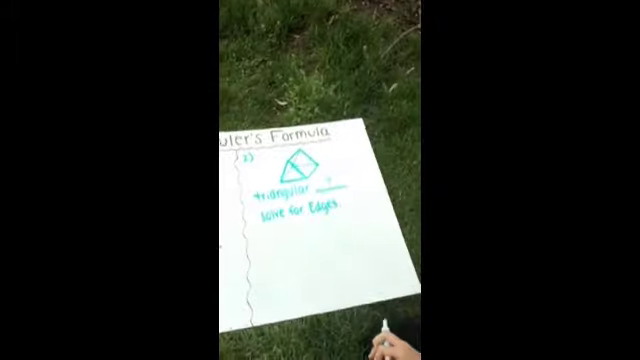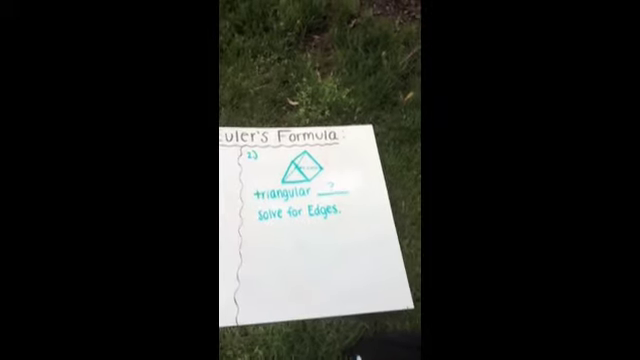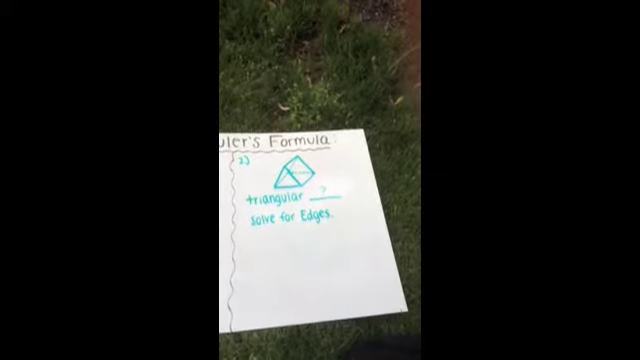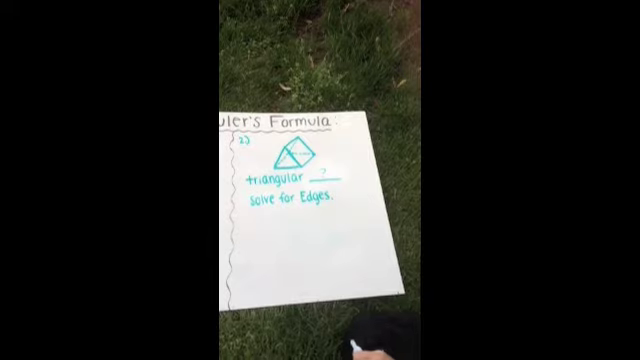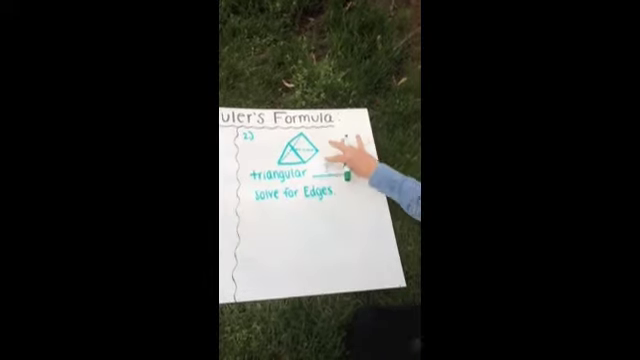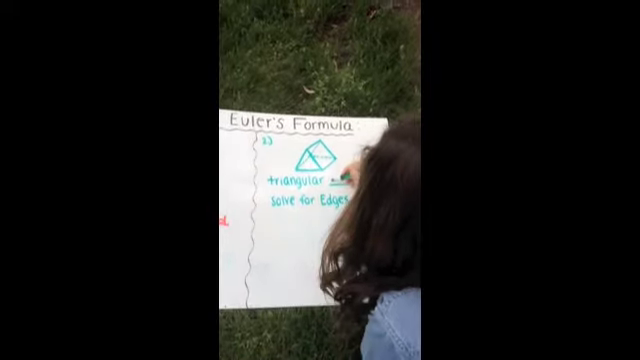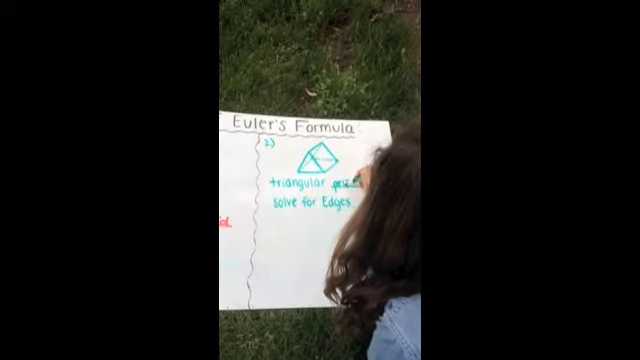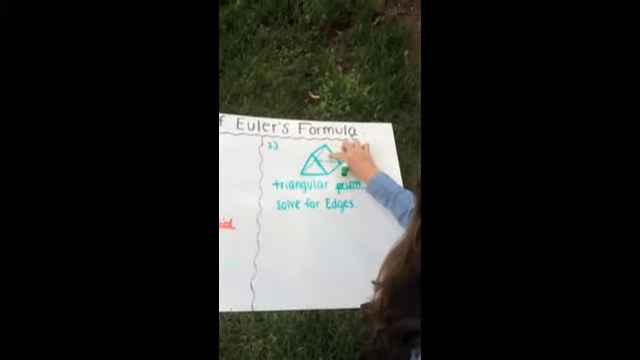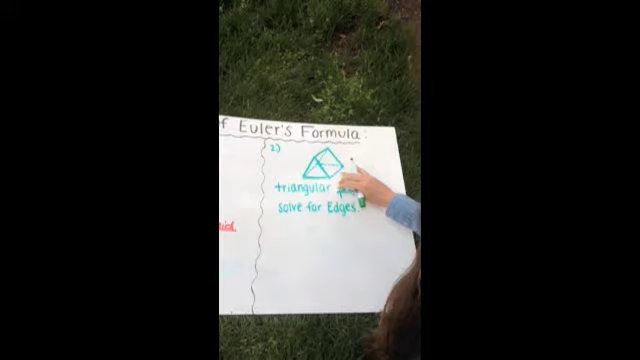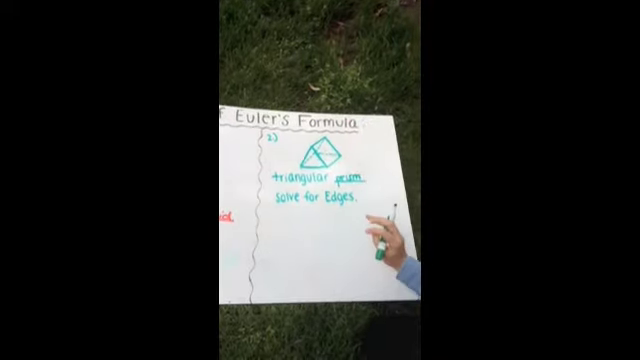I will be doing number 2. Now, is this shape a triangular prism or a triangular pyramid? That's right, it's a triangular prism. It's a prism because it has two triangular bases and parallelogram faces connecting the two. We're going to solve for edges using Euler's formula.